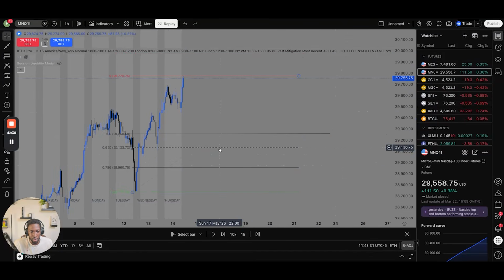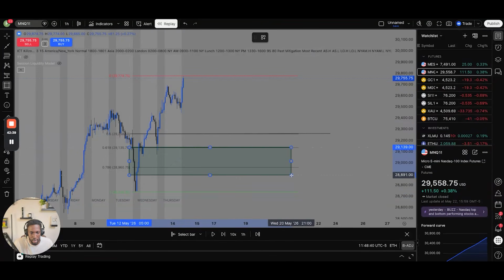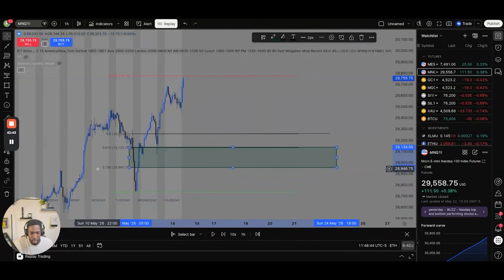So the fib theory is that this is what I like to call optimal. Well, I don't call it that, that's just what it's called. Optimal trade entry, between the 0.618 and the 0.786, right?